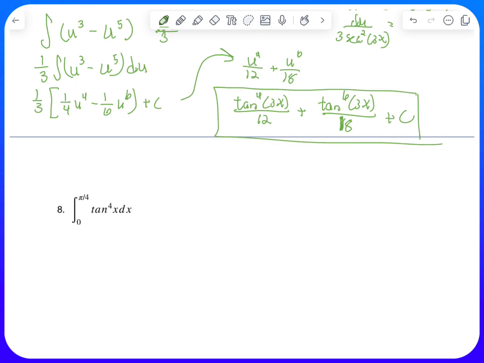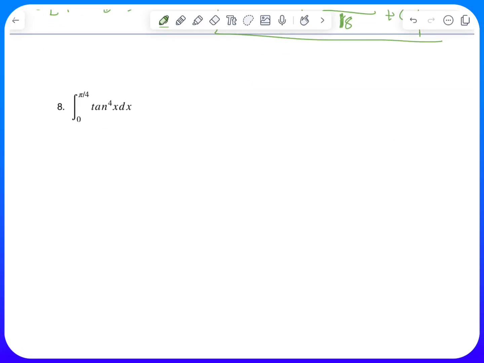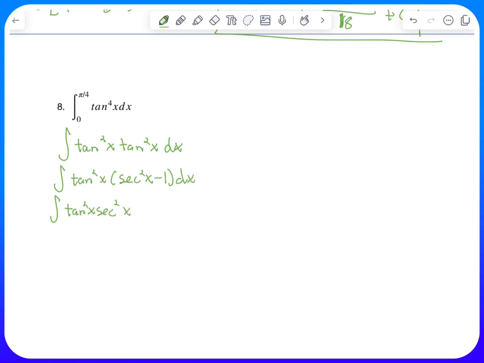All right, let's try a definite integral. So number 8, we have the integral from 0 to pi over 4 of tangent to the 4th x dx. So I notice I have tangent to an even power. So there's no odd power. So I'm going to rewrite that tangent to the fourth as tangent squared times tangent squared dx. And then I'm going to replace that tangent squared with the Pythagorean identity of secant squared minus 1. And so I have tangent squared x times secant squared x minus tangent squared x dx.